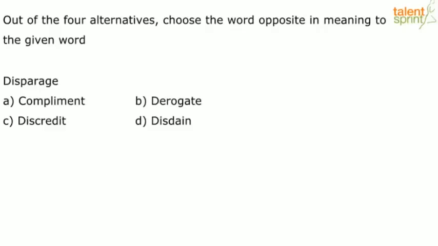Out of the 4 alternatives, choose the word opposite in meaning to the given word. So the first word that we have is disparage. Disparage, right? And then I have 4 options: compliment, derogate, discredit, and disdain. So again, disparage could be a completely new word. I have no idea. I don't have a context to help me, right? So how do I figure out the meaning of this word from the given options?